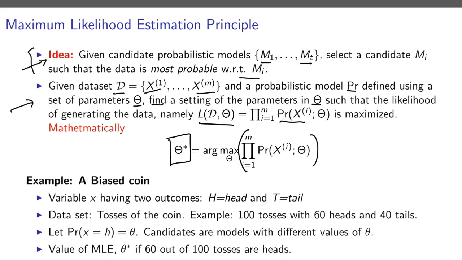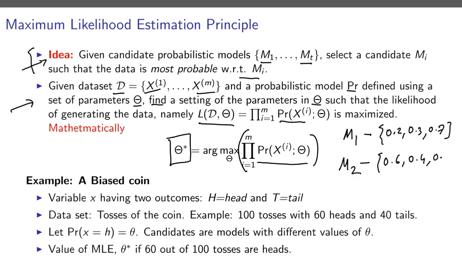Likelihood is nothing but the product of the probability of generating each point according to your current model. Let me give you an example. Let's say you have a model M1 and a model M2. These are the only two candidate models you are considering, and M1 has a set of parameters, which are probabilities that look like 0.2, 0.3 and 0.7, and M2 has probabilities that look like 0.6, 0.4 and 0.8.